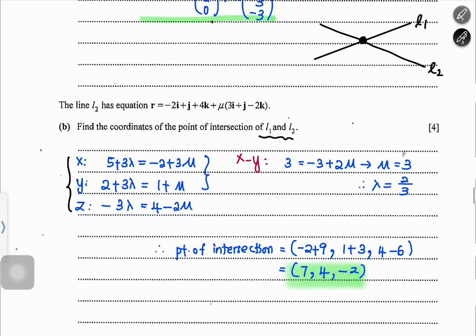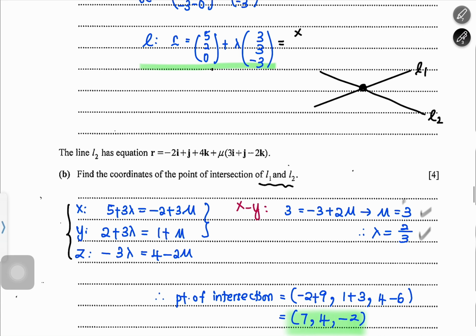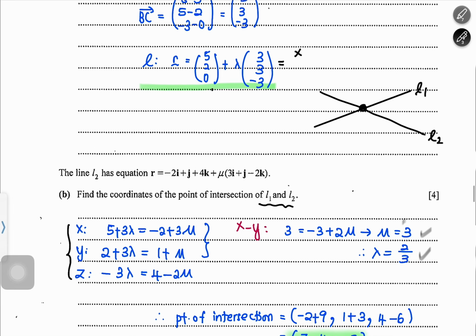Once you are done with your mu and lambda, since they are asking you to find the point of intersection, you can use either one of them and substitute back into your line, either 1 or 2. If you want to use line 1, then you substitute your lambda value, which is 2 over 3. If you want to use line 2 to get your final answer, then you substitute your mu as 3. Both must give you the same values.